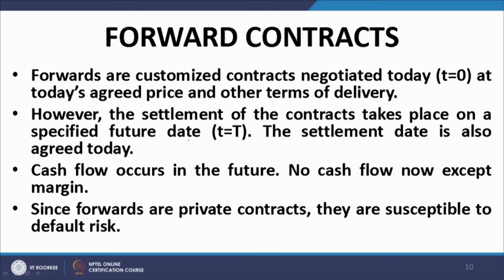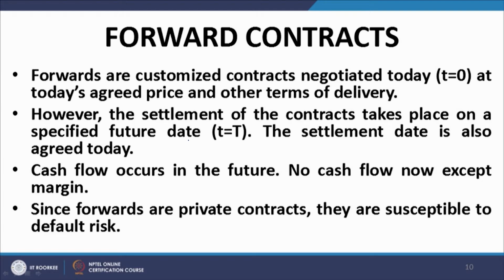However, the settlement of the contract takes place on a specified future date, t equal to capital T. Usually, we denote the maturity of the instruments, whether they be fixed income instruments or derivatives, by capital T. So, capital T represents the maturity. Usually, the settlement date is also agreed today. So, that is important. Although the date is at a later time, what date the settlement is to take place is agreed upon at t equal to 0.